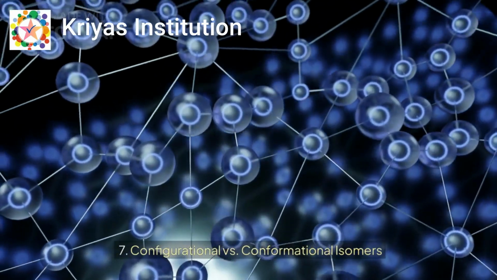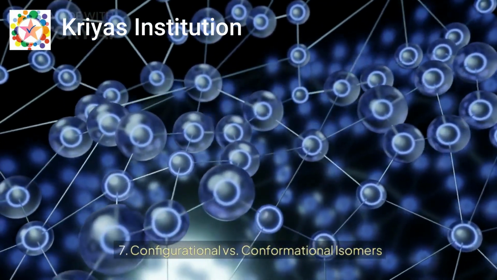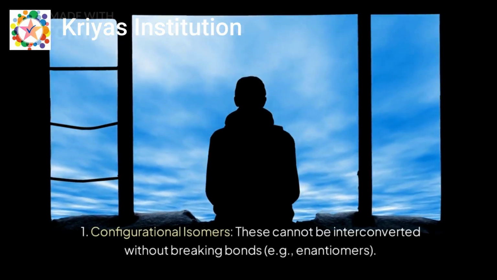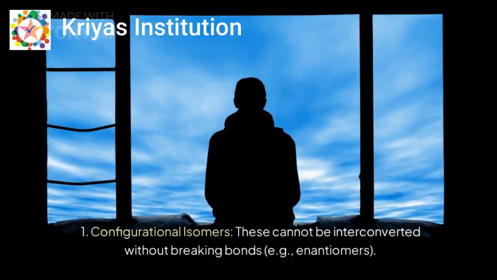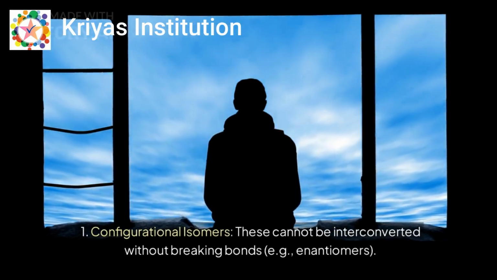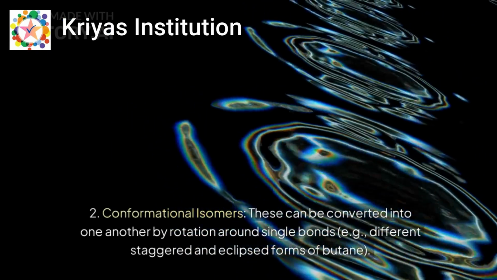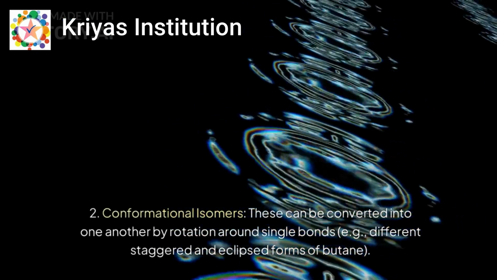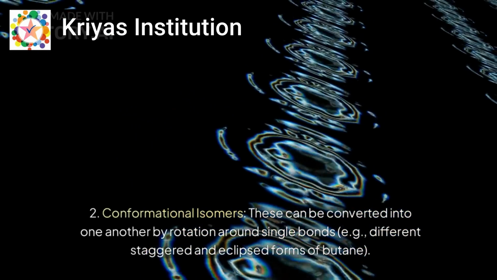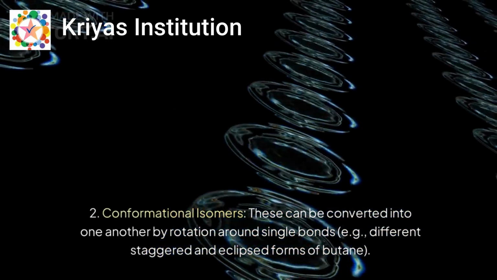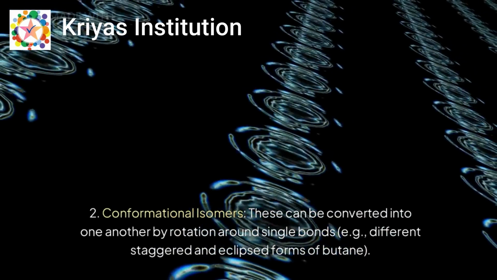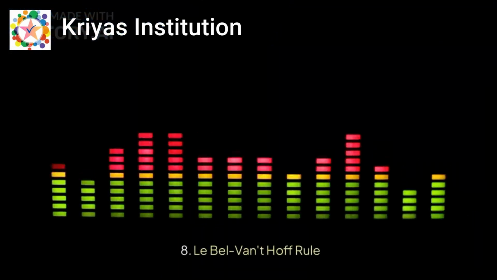7. Configurational versus conformational isomers. 1. Configurational isomers. These cannot be interconverted without breaking bonds, e.g., enantiomers. 2. Conformational isomers. These can be converted into one another by rotation around single bonds, e.g., different staggered and eclipsed forms of butane. 8. Le Bel-van 't Hoff rule.